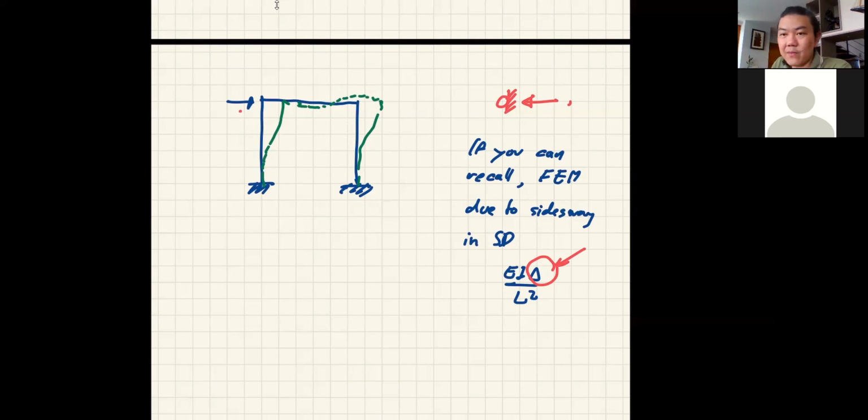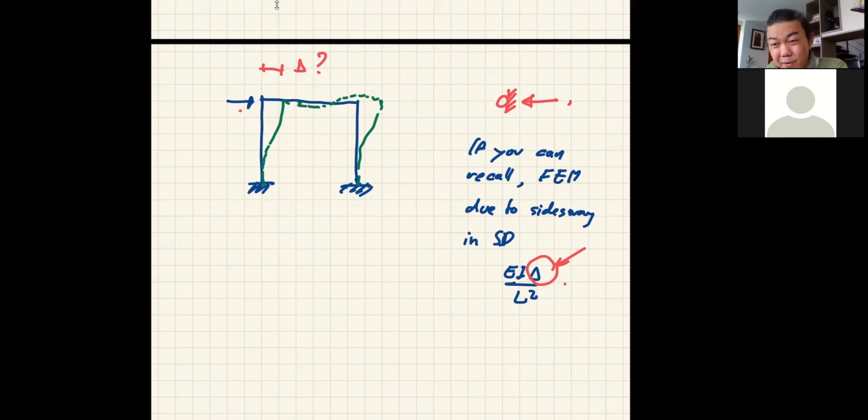Now, for moment distribution, we always begin the process by calculating the fixed moment. And when the fixed moment comes from this displacement, how are we going to put the fixed moment into our process for moment distribution?